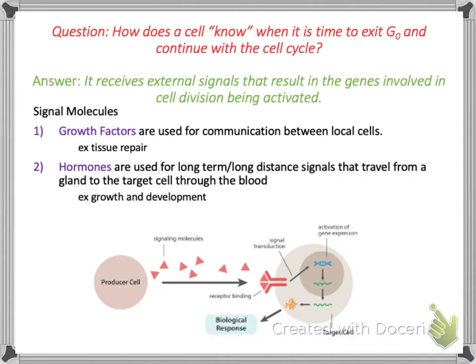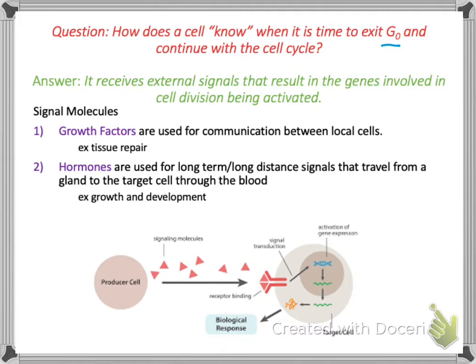So we're going to start by going through a series of questions. Our first question is, how does the cell know when it's time to exit G0 and continue with the cell cycle? If the cell doesn't receive a signal, it's going to grow in G1 and basically just do its normal everyday activities. If it doesn't need to, it's not going to progress through the cell cycle to the S phase, and it'll just hang out in G0.